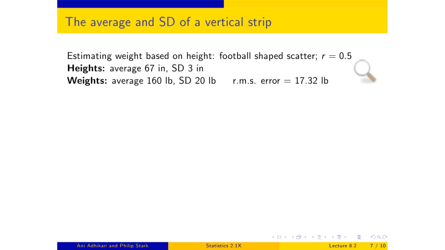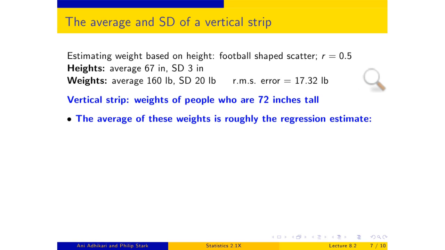Okay, so what I'm going to do now is concentrate just on those who are 6 feet tall, and look at their weights. If you imagine the scatter diagram, then since we're estimating weight based on height, heights are on the horizontal axis, weights are on the vertical, and I am looking at the weights of the people who are 72 inches tall. So these weights are a vertical strip, and I know their average. The average of a vertical strip is roughly where the regression line goes through the strip. So I can find the average weight of people who are 6 feet tall.